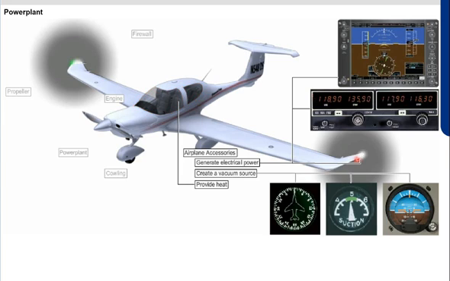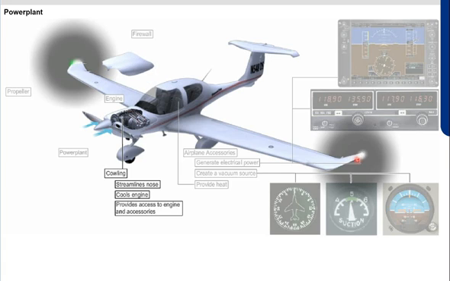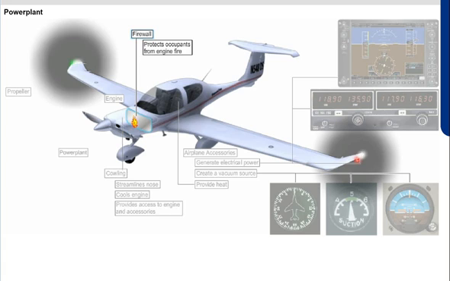The cowling, sometimes called the nacelle, streamlines the nose of the airplane, helps cool the engine by ducting air around the cylinders, and allows access to the engine and accessories. The firewall separates the engine compartment from the rest of the airplane structure. It's a fire-resistant bulkhead that protects the occupants from an engine compartment fire, and also serves as a mounting point for the engine.